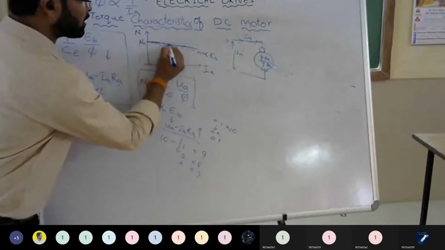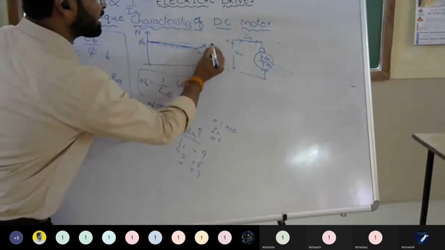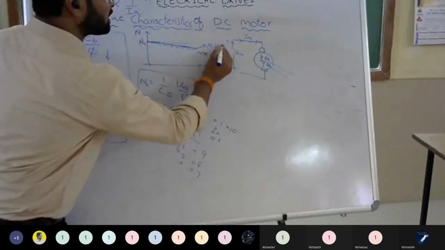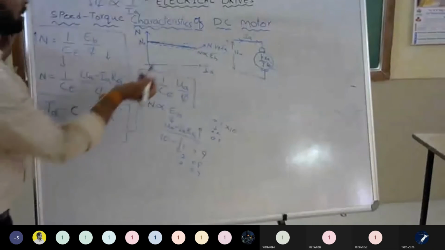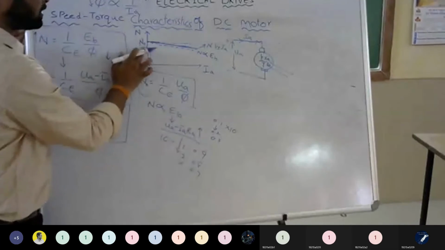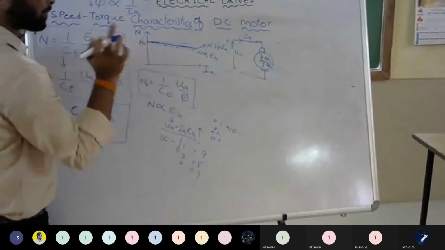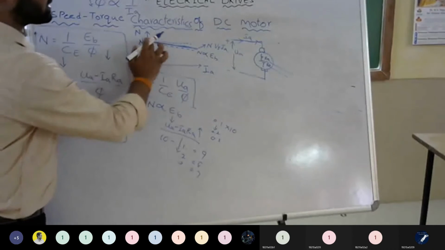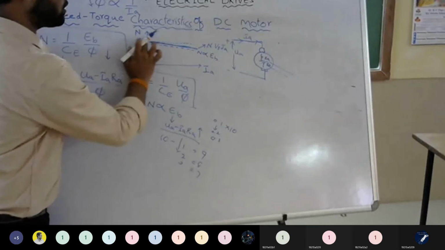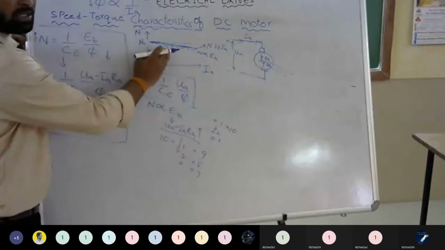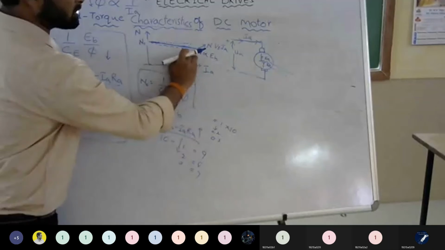This is a straight line. I'm not drawing it properly here. So this is our N versus IA characteristics. Remember, these are the speed and current characteristics. N0 is the no load characteristic when current is 0. At that time this value is constant, 1 by C into V by phi. So N0 is proportional to EB. In this one, IA is available. So when IA is increasing, the speed value will decrease.